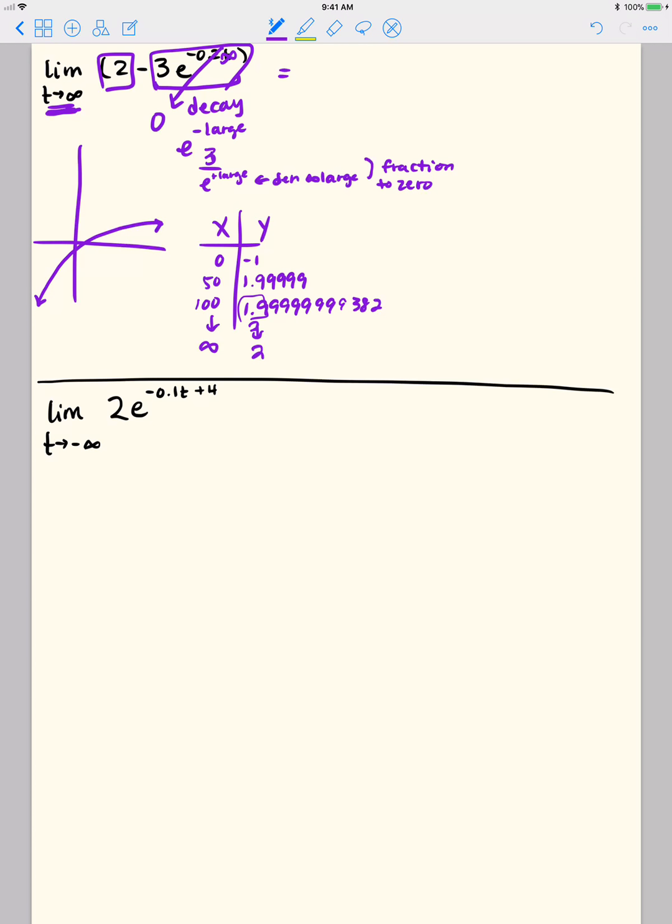So the limit as t approaches infinity for this function: the decay portion goes to 0, and you're left with that constant of 2, and that's what the limit value is. It's a 2.